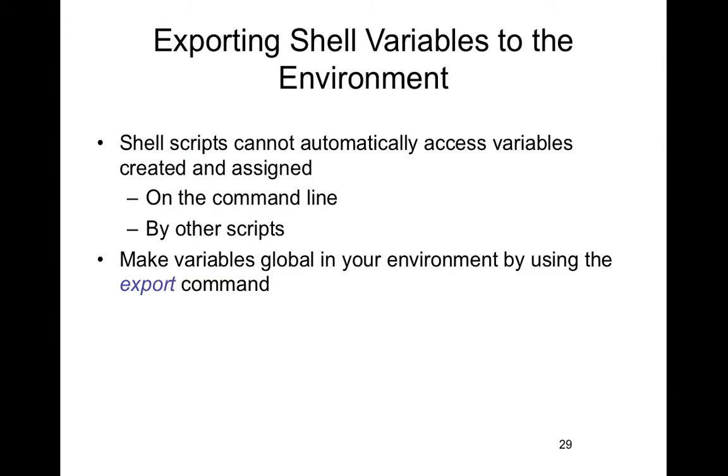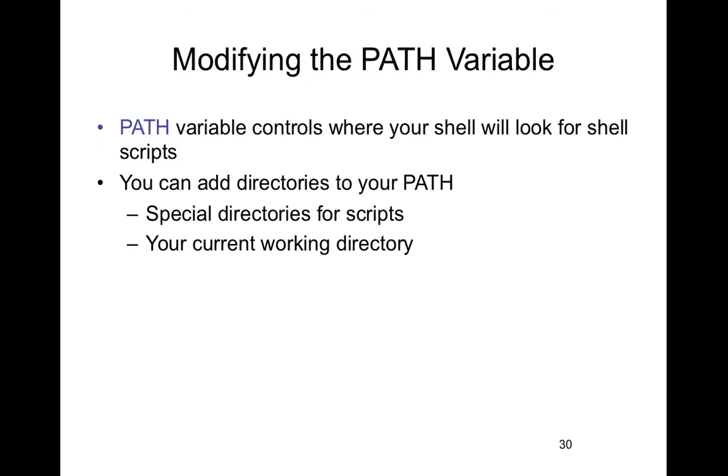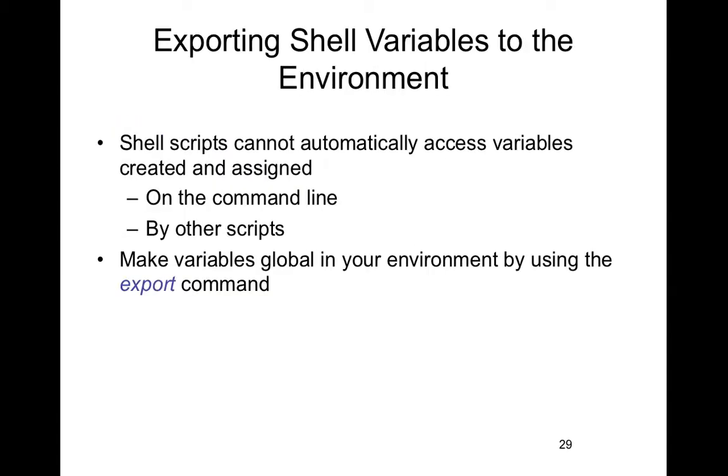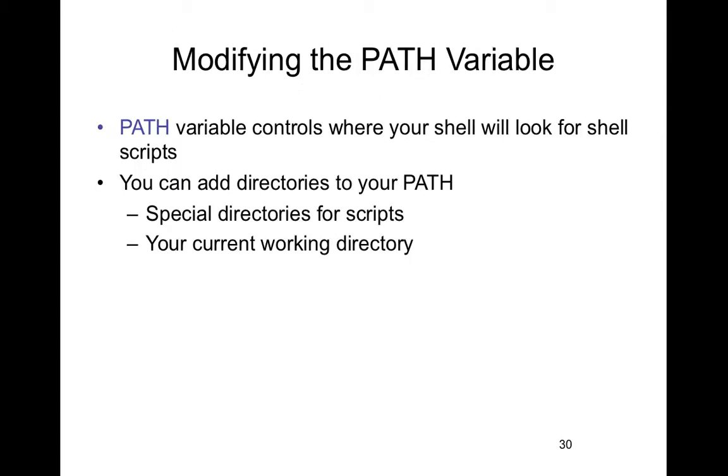So exporting shell variables to the environment. Shell scripts cannot automatically access variables if you've created and assigned them on the command line or by other scripts, so you have to use export. Make variables global in your environment by using the export command next to them. Export means it's not only in your script, it's elsewhere in the environment. Path variables control where your shell will look for the shell scripts. So you can set the path in there. So you can add directories to your path, special directories for scripts, special working directories.